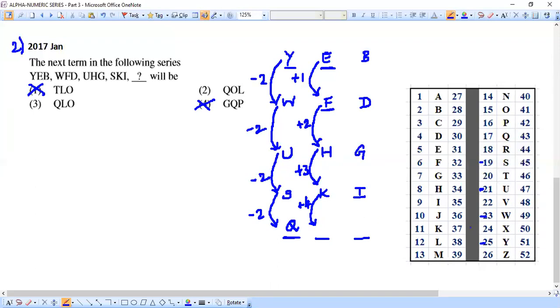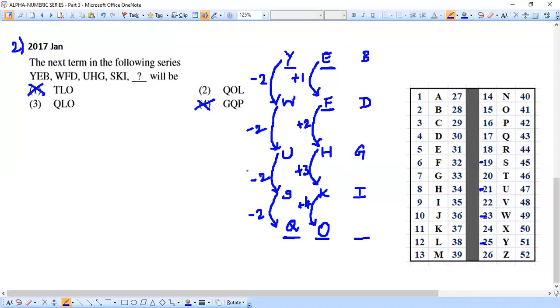Is that okay? Come to the table. K is at the 11th position, you can see it here. And from 11, we are moving plus 4. So 11 plus 4 will give us 15, is it or not? And 15 corresponds to the letter O. I'm just putting O here. So now we are sure about the second letter also. The second letter of our answer must be O.